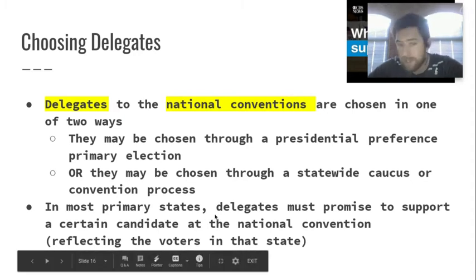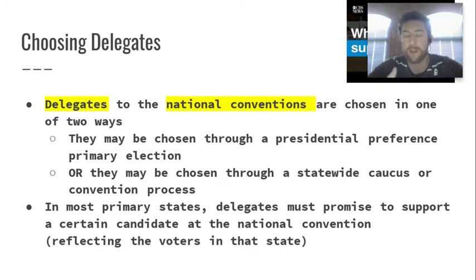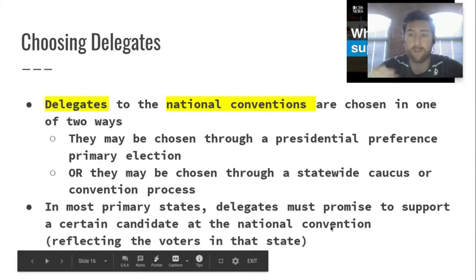In most primary states, delegates must promise to support a certain candidate at the national convention. So, for example, if you're a delegate in Rhode Island and there's a lot of votes for Biden and not as many for Bernie, let's say Biden just cleans house in Rhode Island. If I'm a delegate for Rhode Island, I have to abide by the popular vote for Joe Biden. I can't just say, I'm going to vote for Bernie because I don't like Biden, I only like Bernie. I can't do that. I have to go by what my state does. I have to reflect the voters in that state. That's the pledge that I take.